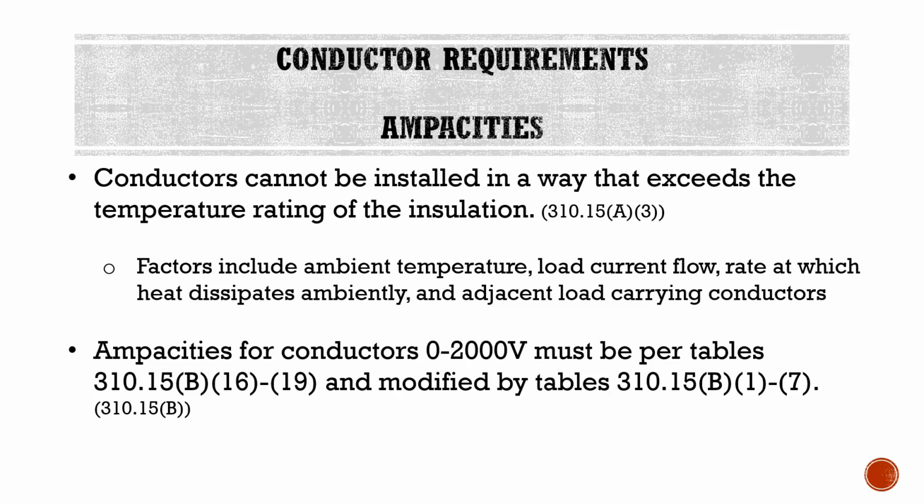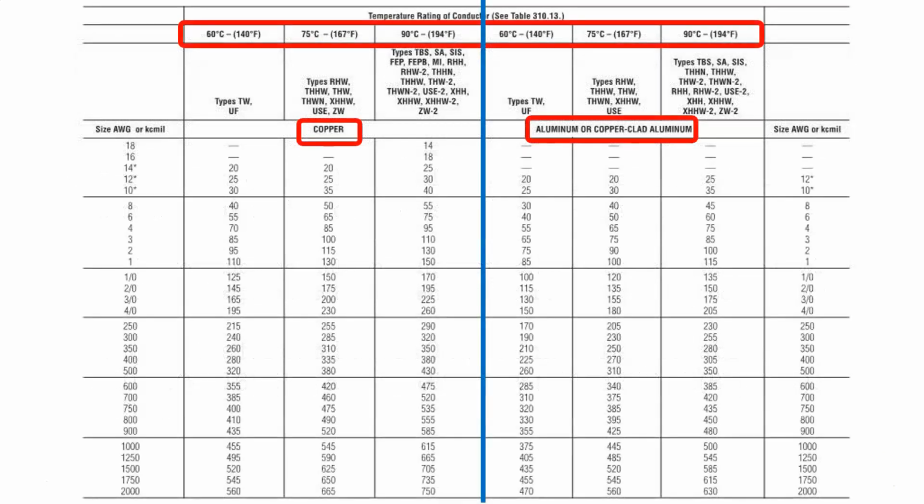Ampacities for conductors 0 to 2000 volts must be per Tables 310.15(B)(16) through (19) and modified by Tables 310.15(B)(1) through (7). In other words, anytime we're sizing a conductor, so we have a load with a given ampacity, and we need to select a conductor that's big enough to carry that load, we're going to be referring to Tables 310.15(B)(16) through (19). And after we've selected that conductor, we could possibly have to modify those ampacities by Tables 310.15(B)(1) through (7), depending on the circumstance.